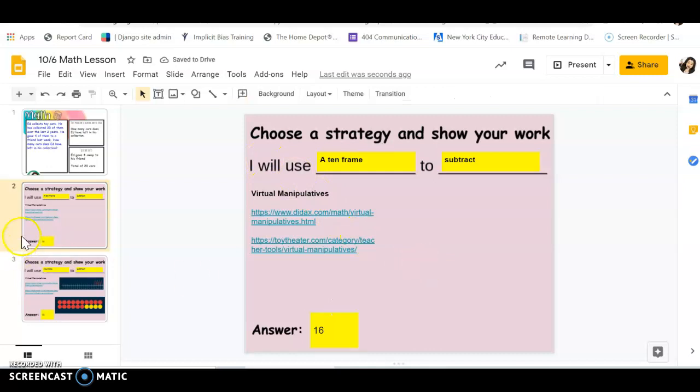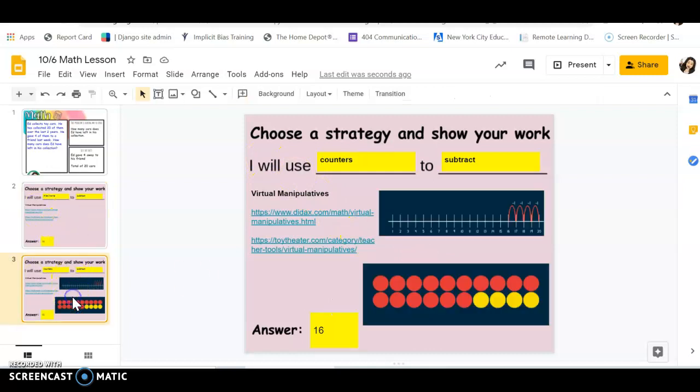Okay. So you could use a variety of strategies. You could use a number line. Here I used a number line. So I used a number line from 1 to 20, and then I counted back to 16. And here again, I used the counters. So you can use whatever strategy works for you. If I use a number line in this box, I would say I will use a number line to subtract.